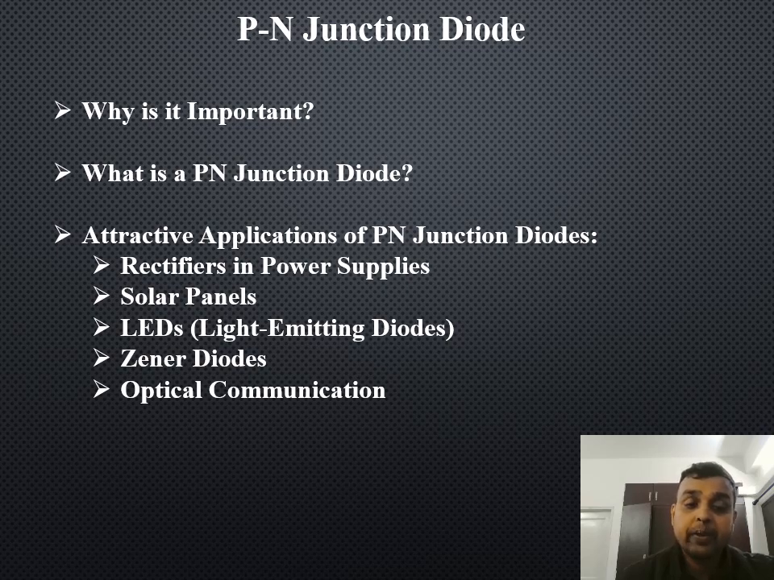Now, what is a PN junction diode? A PN junction diode is the heart of almost every electronic circuit. It allows current to flow in only one direction, acting as an electronic one-way valve. It plays a vital role in power supplies, signal processing, and even in solar cells and optical devices.